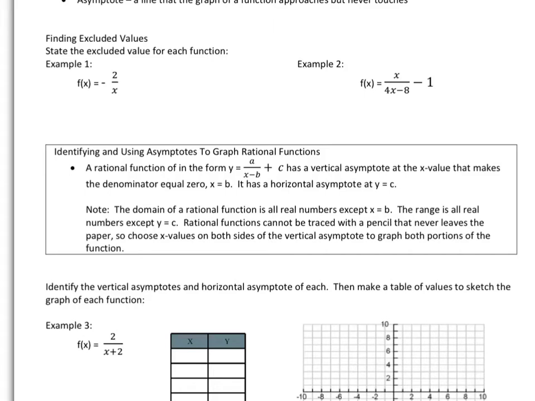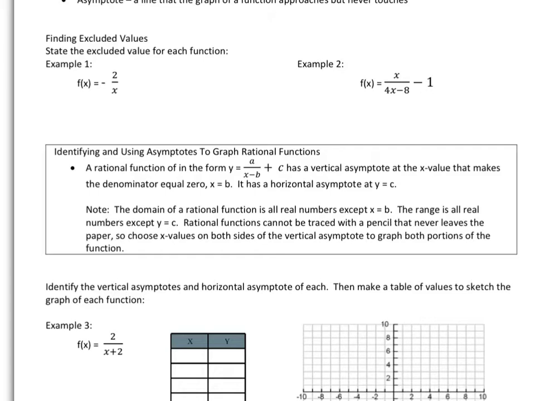Lesson 9.1, Video 2, Finding Excluded Values. So here we have two examples, two rational functions. What value could you plug into the denominator that would cause that denominator to become 0?